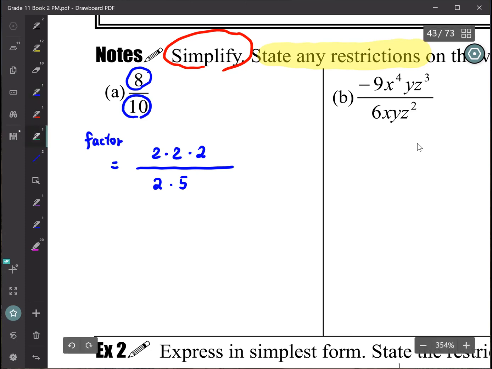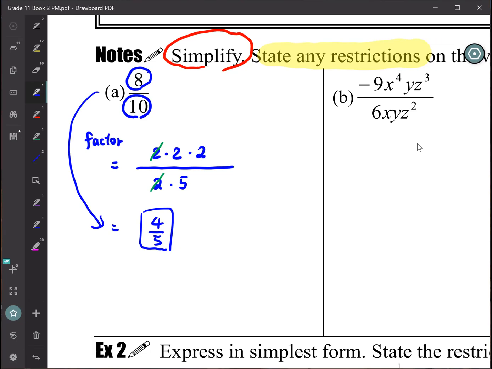Now all we need to do is just to see whatever on the top that's the same at the bottom, then you cross them out, right? Divide. So that's why you divide top and bottom by 2, if you reduce. So there's nothing else that's the same. So we're going to write down what's left, okay? So you get 4 over 5. So that's if it's only numbers. That's what actually happened. You break it down. But of course, if it's only numbers, you go straight to here. You don't need to do the factoring for numbers.